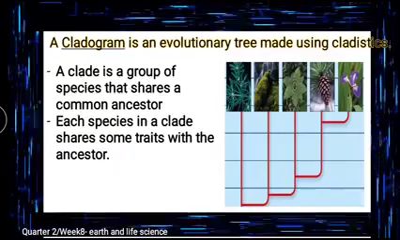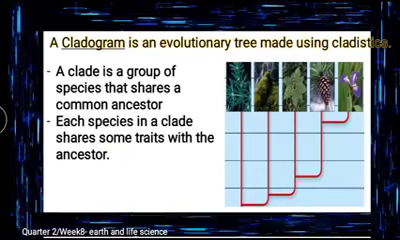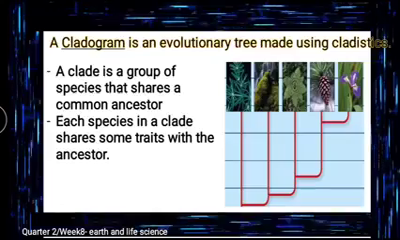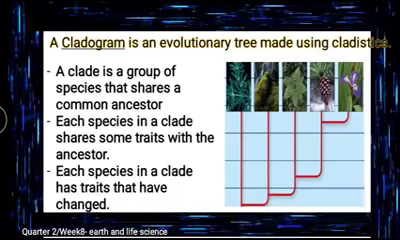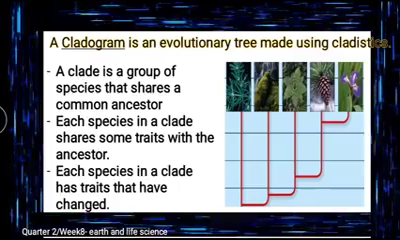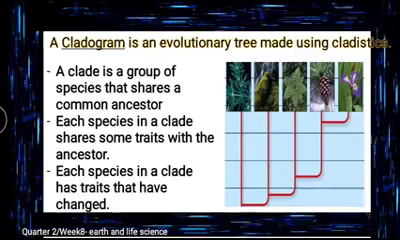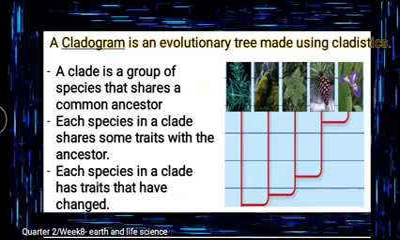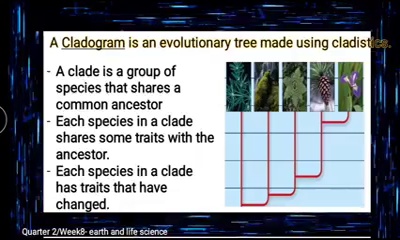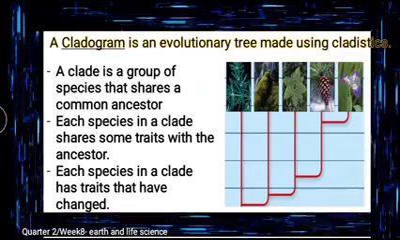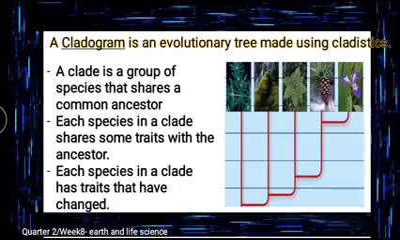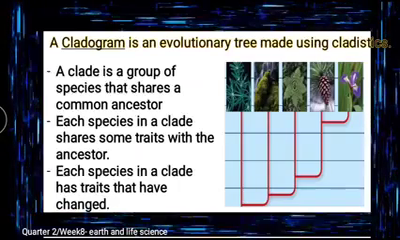Each species in a clade shares some traits with the ancestor. Next, each species in a clade has traits that have changed. So, again, clade is referring to these plants. Okay, for example, these two plants share a common ancestor right here.